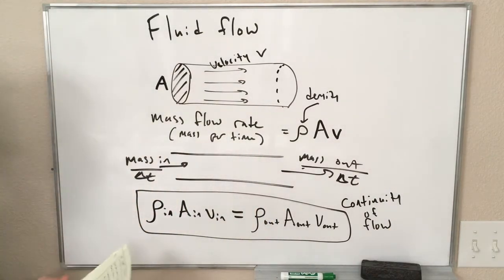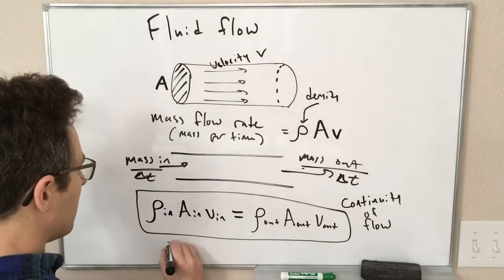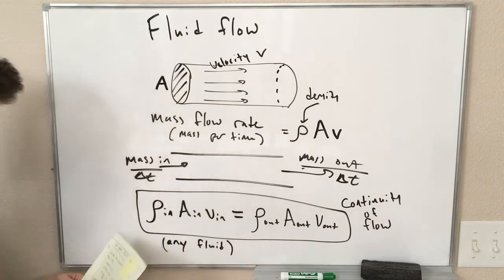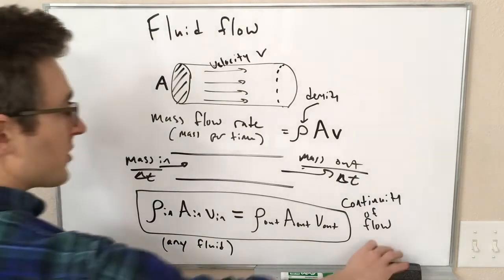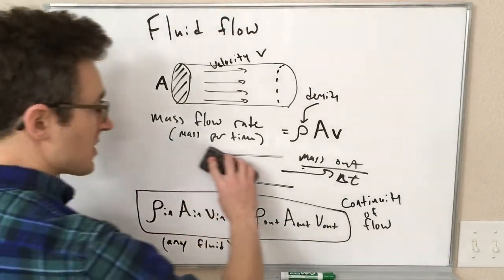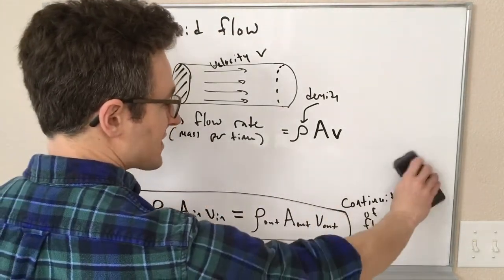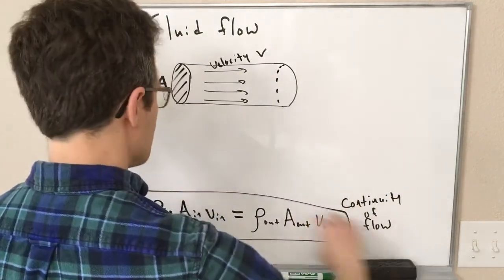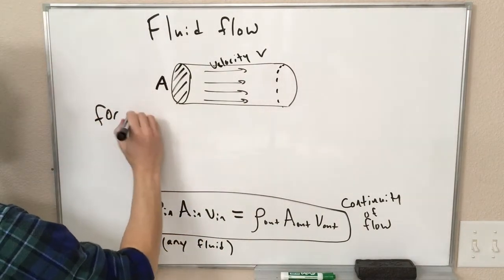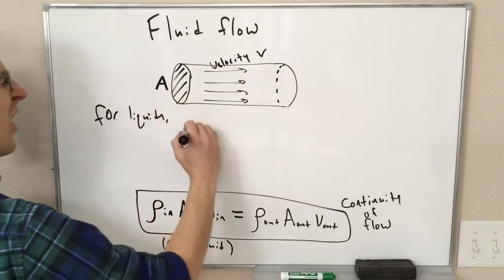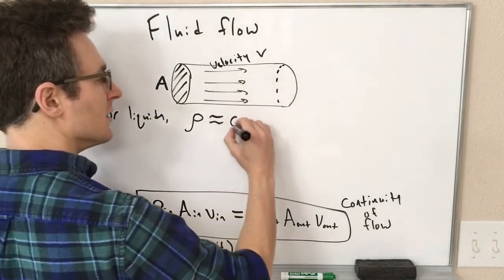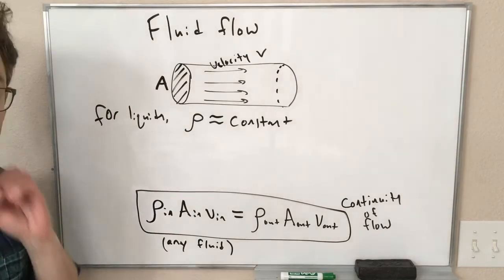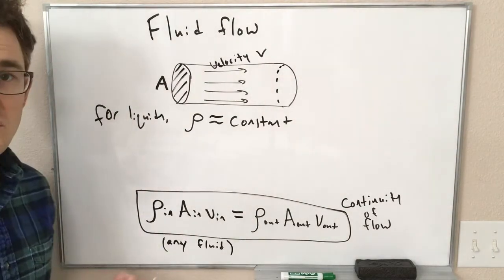And this works for any substance, or for any fluid, meaning liquid or gas. Okay, so for something like a liquid, so if we're talking about water flowing or gasoline flowing, we know one additional piece of information, and that is that for liquids, our density rho is constant, and that is because liquids, for Physics 106, we're considering as incompressible.